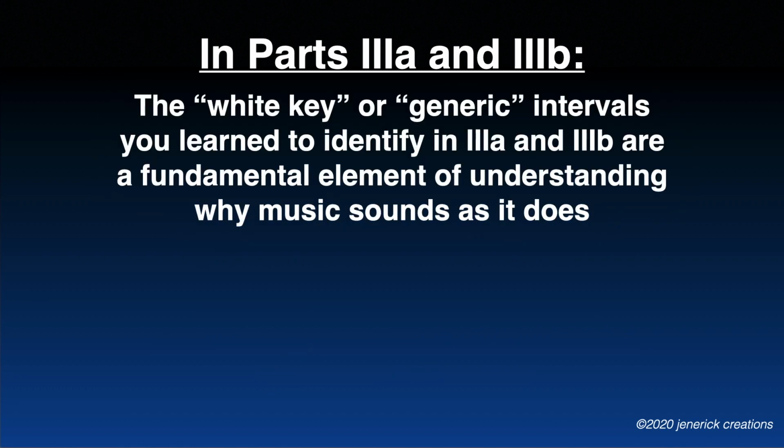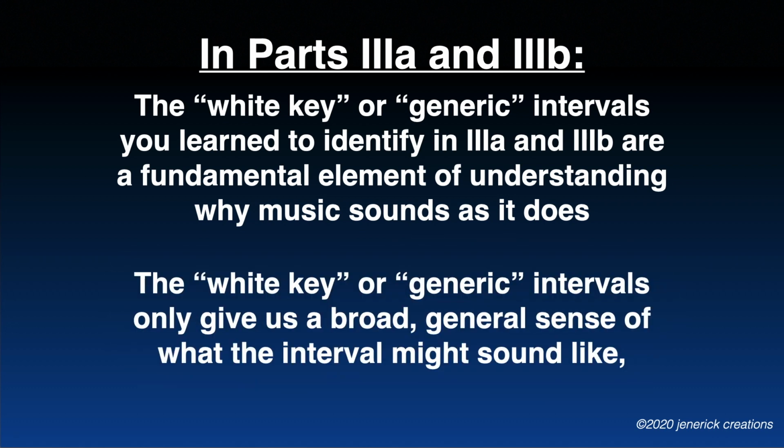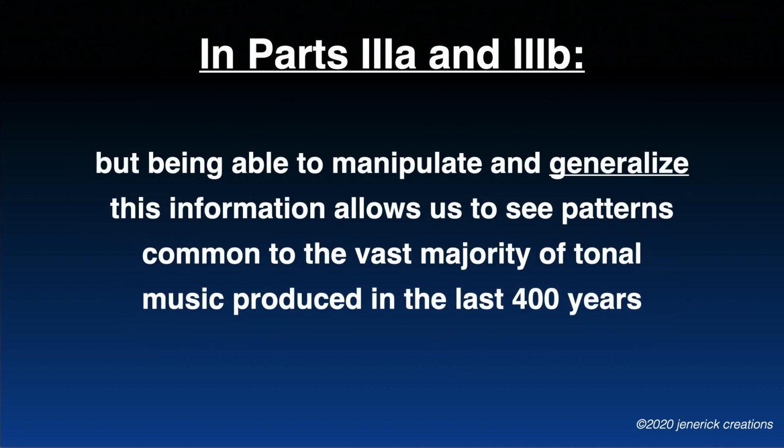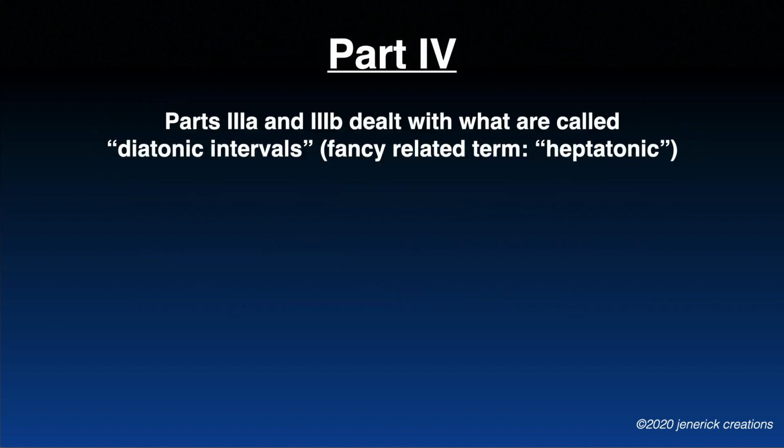The white key or generic intervals you learned to identify in 3a and 3b are a fundamental element of understanding why music sounds as it does. The white key or generic intervals only give us a broad, general sense of what the interval might sound like, but being able to manipulate and generalize this information allows us to see patterns common to the vast majority of tonal music produced in the last 400 years. Parts 3a and 3b dealt with what are called diatonic intervals.